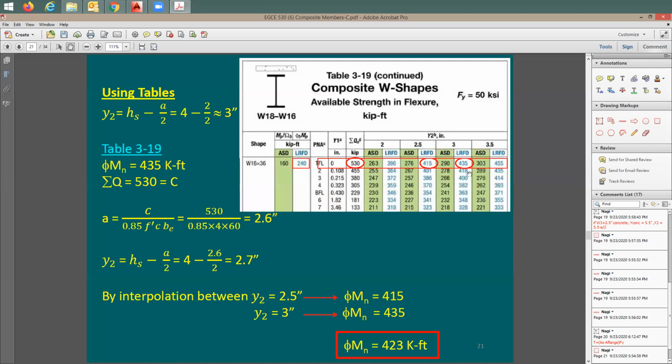So in case you don't like the 435 because it is just too much for you, you don't need all of that, and you'd like to reduce it to 400 kip-feet, right? In this case, you can reduce the amount of force to be transferred from tension to compression to only 380 kips, versus 530 kips. And with that, you reduce the number of studs.